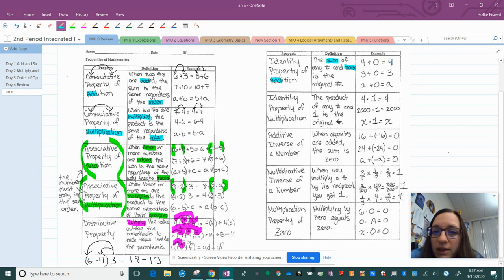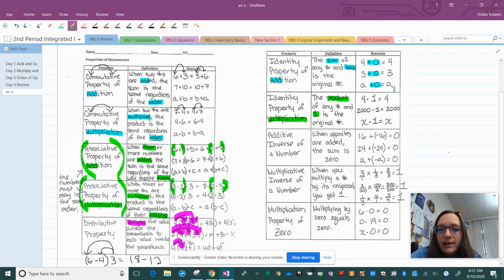So here we have 4 plus 0 is 4. And I'm going to focus in on the plus 0 because that is the key. Anything plus 0 is itself. A plus 0, still A. So that's the idea there of that identity. Their identity, their number stays the same. We have another identity property. This identity property goes along with multiplication. So the product, the answer to a multiplication problem, of any number and 1 is the original number.